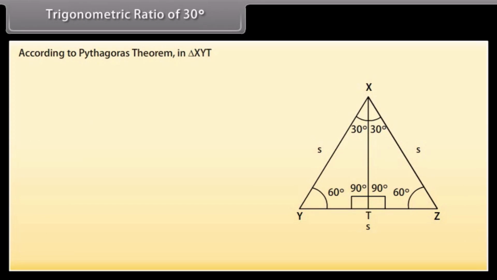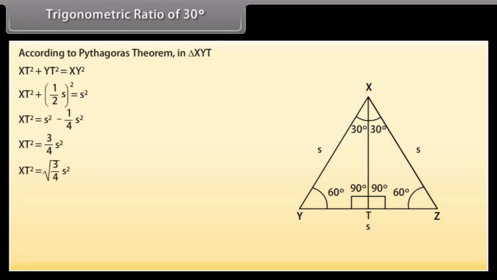According to Pythagoras' theorem, in triangle XYT, XT square plus YT square is equal to XY square. By substituting the values, we get XT square plus 1 upon 2s whole square equals s square. Now, by calculating it, we get XT square is equal to 3 upon 4 s square, so XT is square root 3 upon 2s.